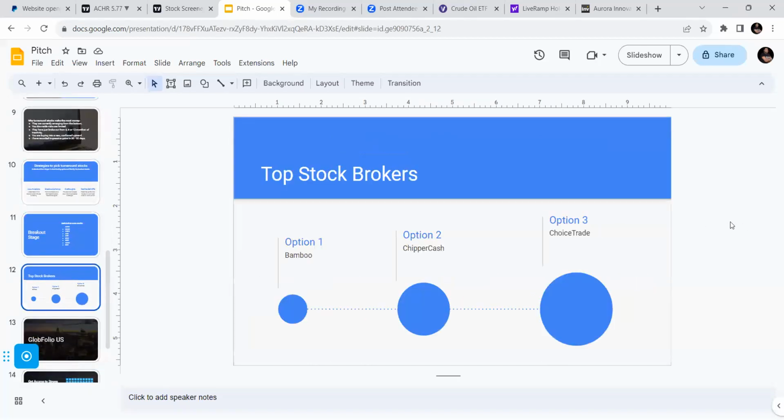Now, some members will be asking me, which broker should we go with? What's the best stockbroker? Let me tell you what I use. These are the brokers I trade with. And from my experience, I use Bamboo, I use Cheaper Cash, and I use Choice Trade. And you can see that I arranged them according to order of preference, and I'll tell you why.